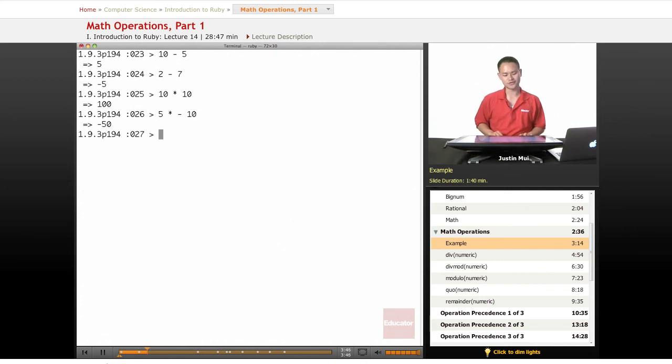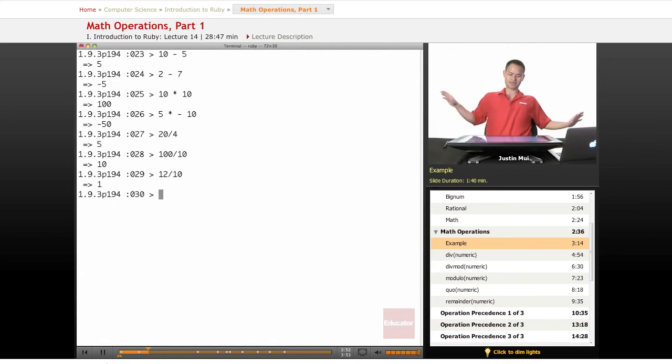I can also do division. 20 divided by 4, 100 divided by 10, 12 divided by 10. Notice for 12 divided by 10, it is not a floating number. It's just a 1. There's a remainder. It cuts that off.